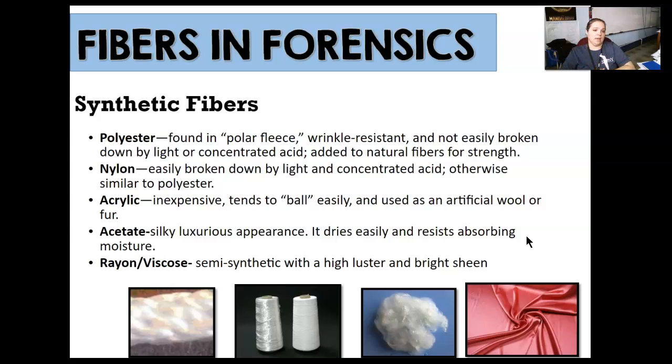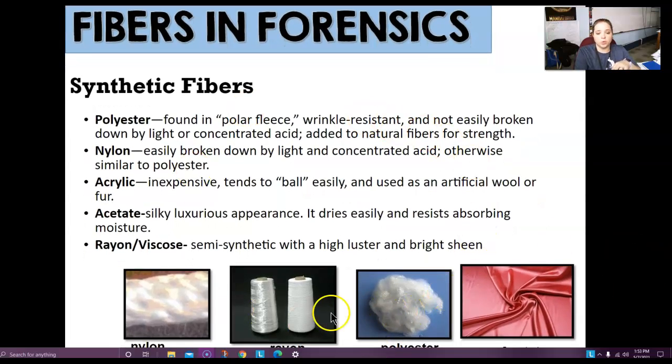Then you come to synthetic, where you've got polyester, nylon, acrylic, acetate, and rayon or viscose. Polyester is found in polar fleece. It's usually wrinkle resistant, not easily broken down by light or concentrated acids. And it's typically added to natural fibers to strengthen them. Then you've got nylon. Okay, so here's some polyester.